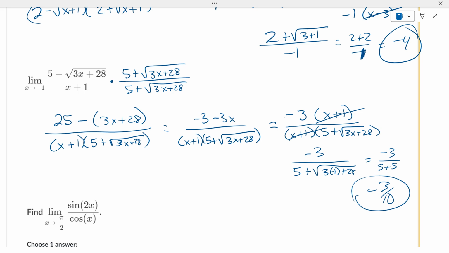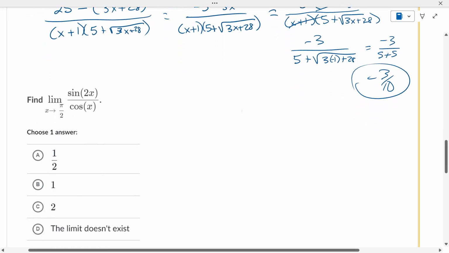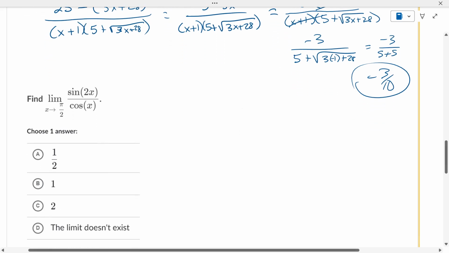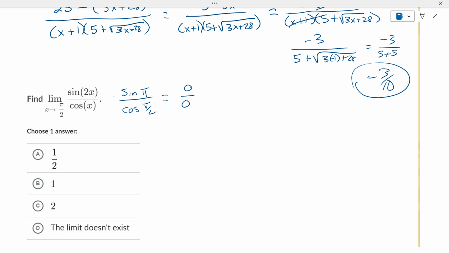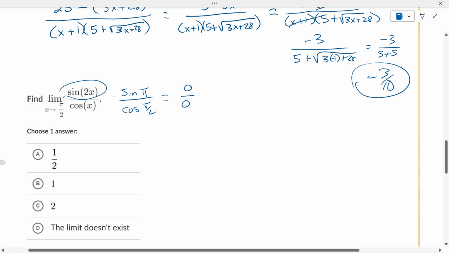Okay, trig. If you take 2 times pi plus 2, you get pi. So it's the sine of pi over the cosine of pi over 2, which is 0 over 0. That doesn't work out, right? And I'm sure you all remember your trig. What's the sine of 2x the same as? This was from like chapter 3 of trig.